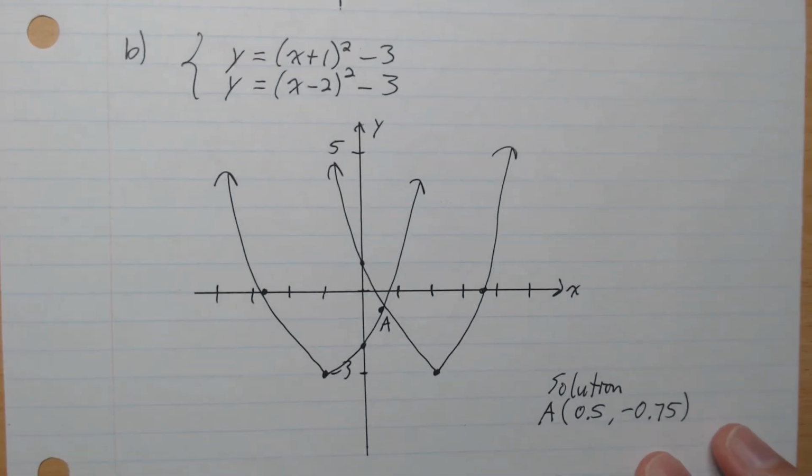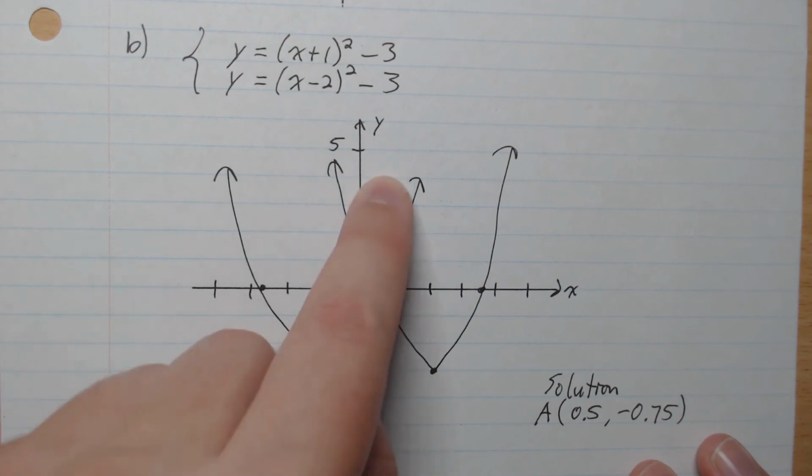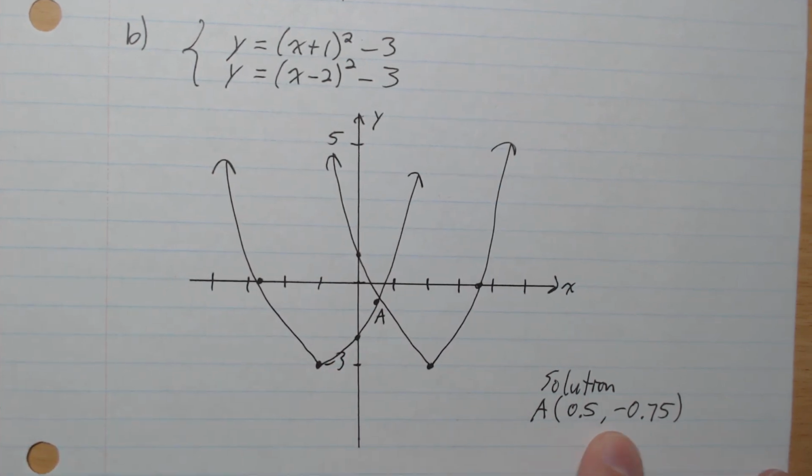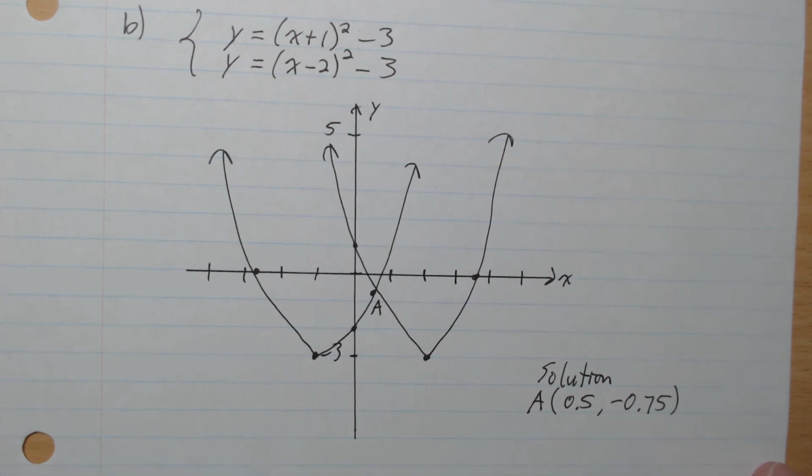Okay, second graph. Two parabolas, first one, second one, like that. Solution is right there, A, so 0.5 comma negative 0.75. And that's it. It's that easy.